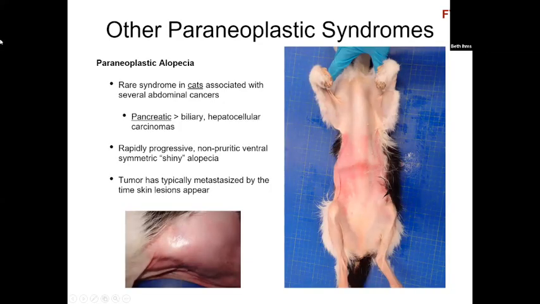Paraneoplastic alopecia. So cats with abdominal cancers, especially pancreatic, but also hepatobiliary. These are malignancies, so we're talking about abdominal carcinomas in cats. They get weird shiny alopecia. It's super shiny and weird. If you see this in a cat, you may as well just euthanize it because the tumor has already metastasized by this time. So this is one where the paraneoplastic effect is not helpful. It might tell you where in this cat to look for disease now, but when I look in there, it's probably going to be too late by the time skin lesions develop.